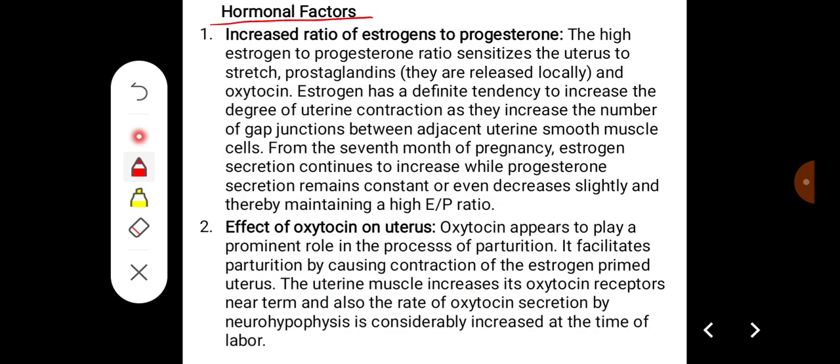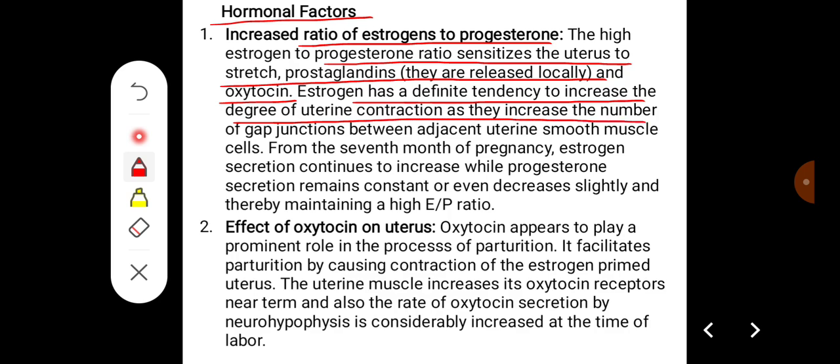Hormonal factors which are responsible: there is increased ratio of estrogens to progesterone. The high estrogen to progesterone ratio sensitizes the uterus to stretch, prostaglandins and oxytocin. The estrogen has a definite tendency to increase the degree of uterine contraction as they increase the number of gap junctions between adjacent uterine smooth muscle cells.